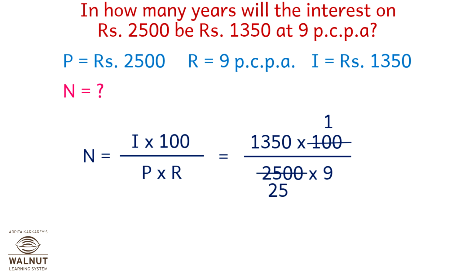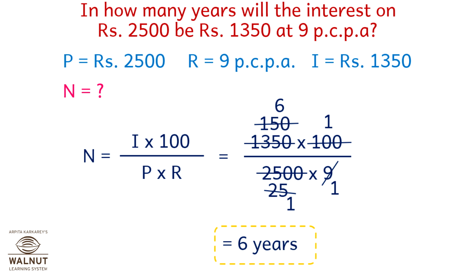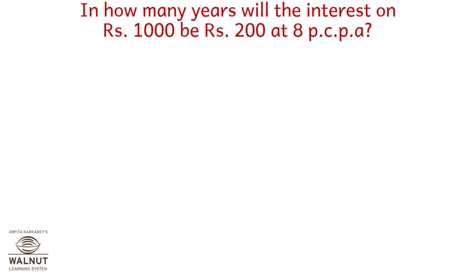So 100 ones are 100, 25 times is 2,500, 9 ones are 9, and 9 150 times is 1,350, 25 ones are 25, 25 sixes are 150. So the answer is 6 what? 6 years.